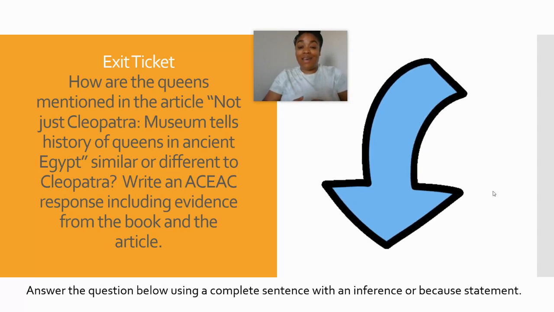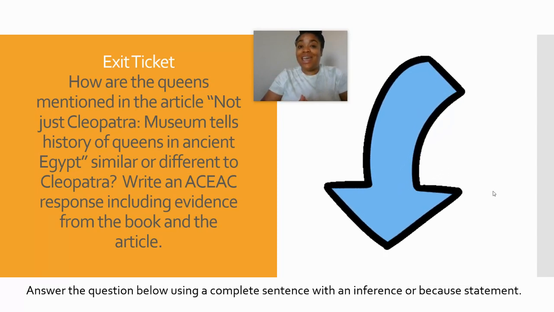That means you have your claim or argument, your context, your evidence, and again, this evidence must come from the book and the article. And then you have an analysis. In your analysis, you are using a higher-level word, making an inference, or giving a 'by' or 'because' statement. Again, scholars, today's exit ticket is an ACE response. You're telling how the queens in the article are similar or different. You're using evidence from both the book and the text, and you are writing in an ACE response.